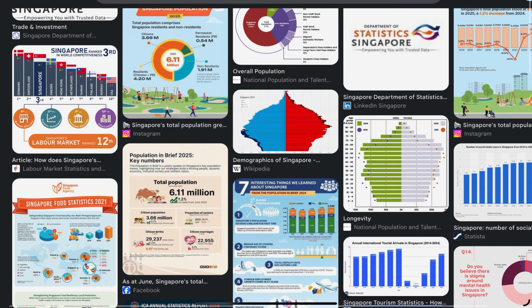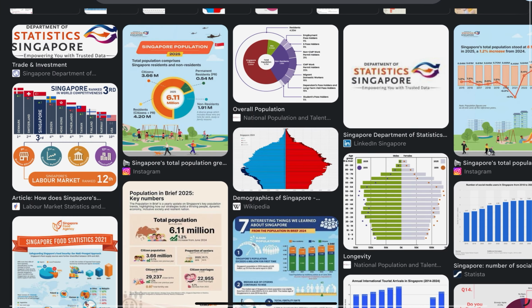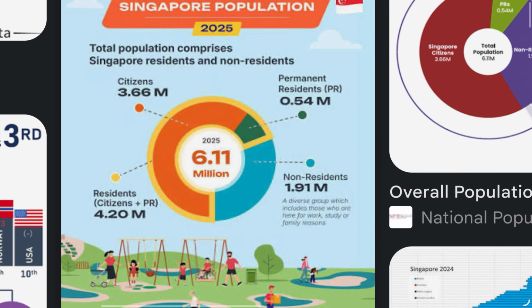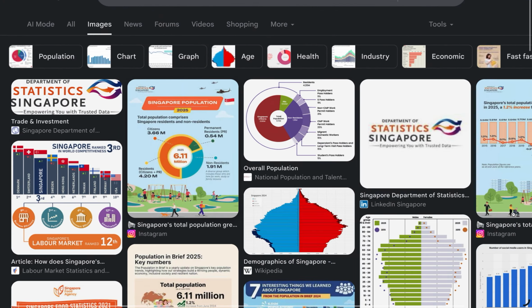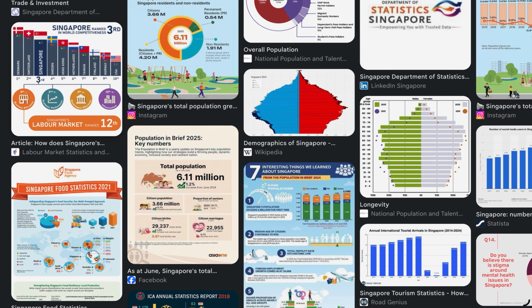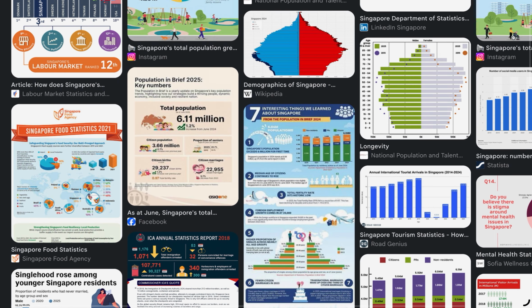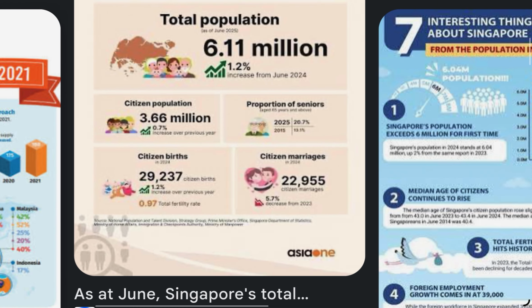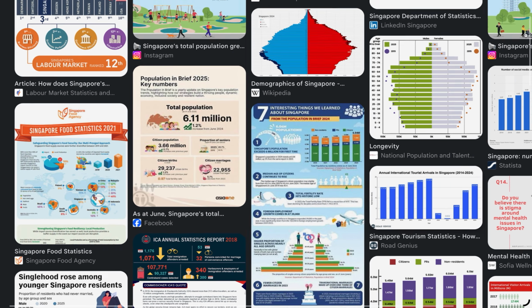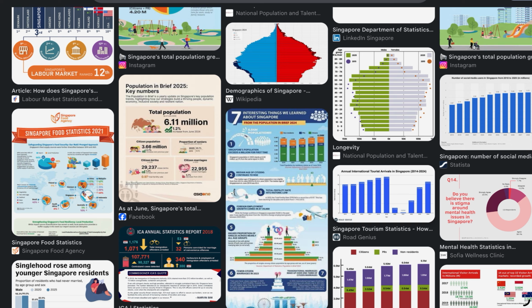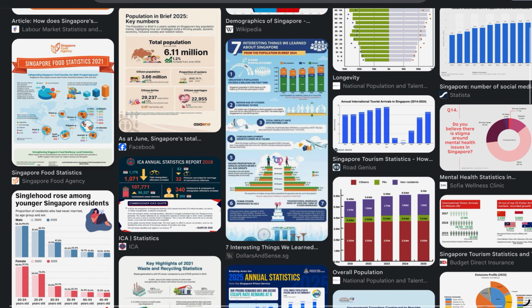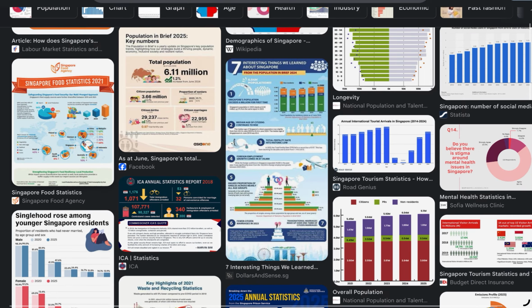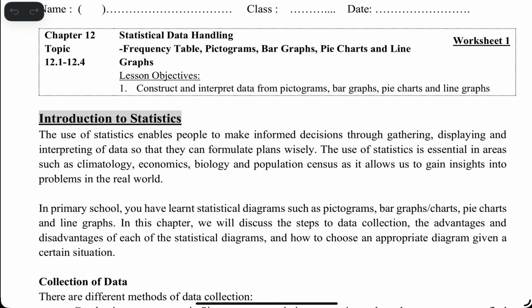If you look at this page over here, these are some statistics about Singapore. You can see that maybe over here, this is Singapore's population through a pie chart. There are so many different types of diagrams that show you different statistics about Singapore. This topic is important because we want to use what you have learned on all these different diagrams to analyze statistics so that you are able to understand when you are given such diagrams in the future. Okay, so let's go back to this page over here.